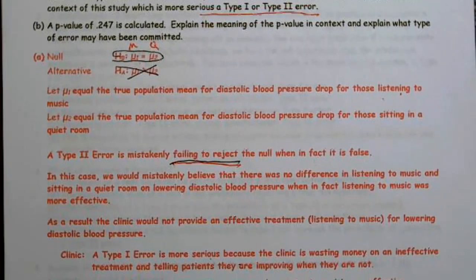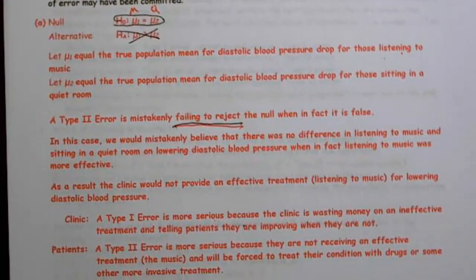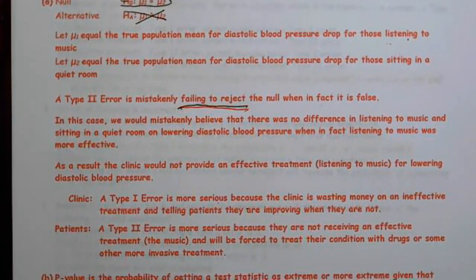All right. And then they also asked, discuss which is more serious, a Type 1 or Type 2. Really, it's going to depend on you. You've got to come up with a good reason. I gave one from a clinic's perspective and one from a patient's perspective, and you may have a totally different perspective. Just back it up and I'll help you with that in just a moment. So from the clinic, a Type 1 error is more serious because the clinic is wasting money on an ineffective treatment, telling patients they are improving when in fact they are not.